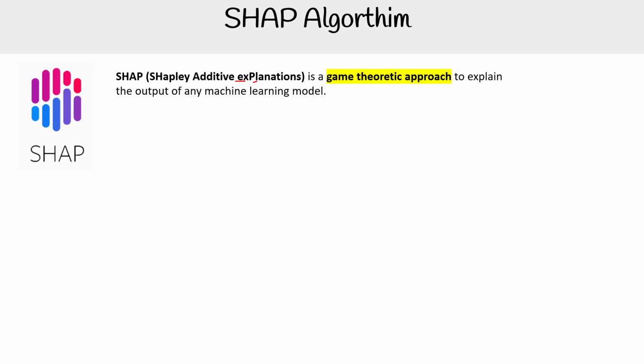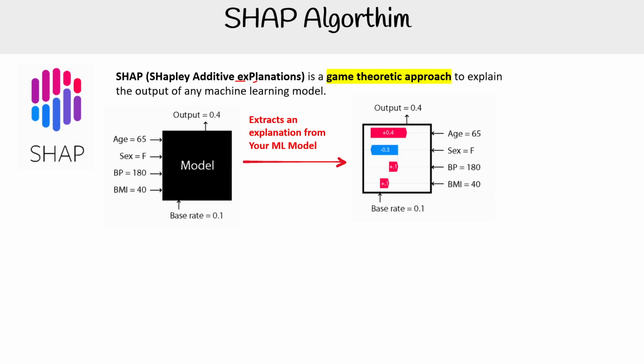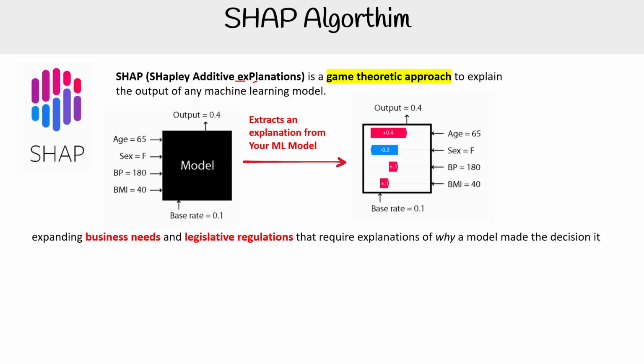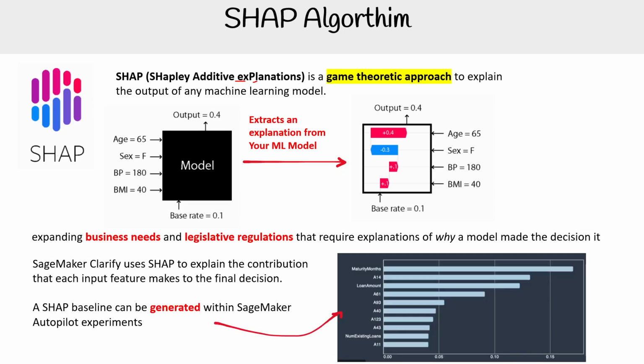But anyway, this algorithm is a game theoretic approach to explain the output of machine learning models. So the idea is that you have your model here, it extracts the explanation from your model, gives you output. So it can meet business needs and legislated regulations that require explanations of why a model makes its decision. SageMaker Clarify uses SHAP to explain the contribution that each input feature makes to the final decision. A SHAP baseline can be generated within SageMaker Autopilot experiments.